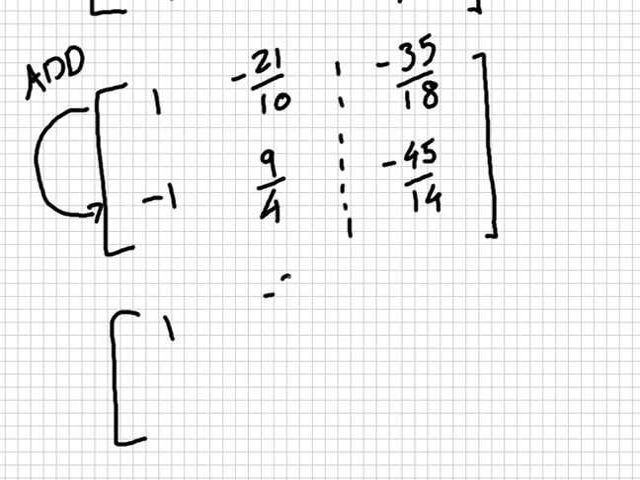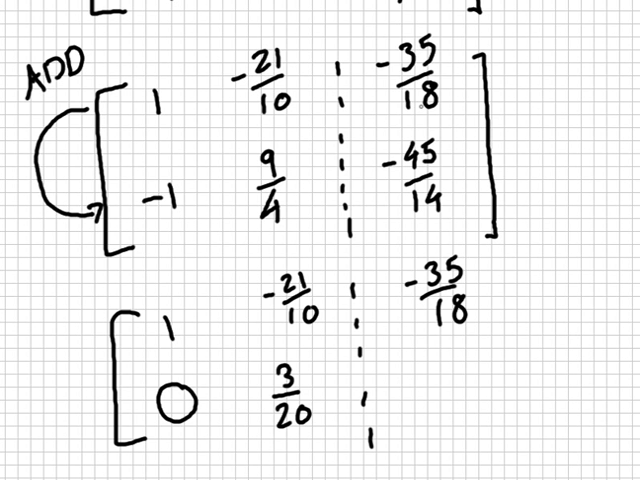One, minus 21 over 10, minus 35 over 18. So 1, and if I add it to minus 1, 0. Now please, you need the calculator here for sure. So add these two together. Minus 21 over 10 plus 9 over 4. What do you get? Calculator, come on, someone tell me. Add these two. What is it? 3 over 20. Good. And then add these two.